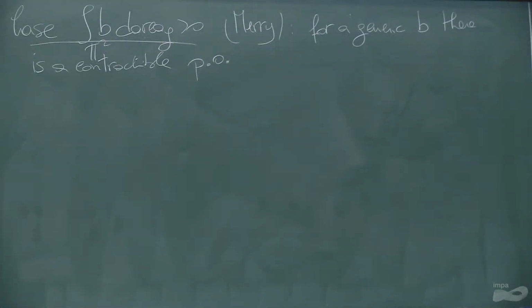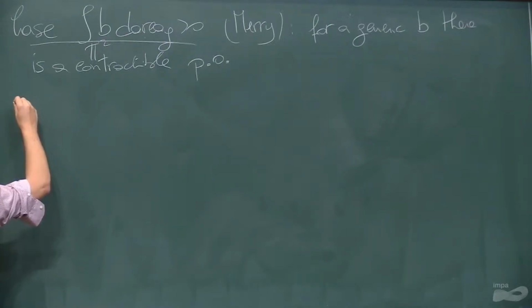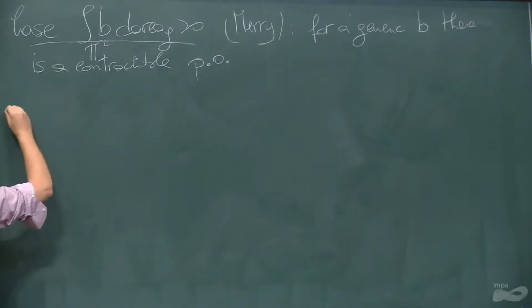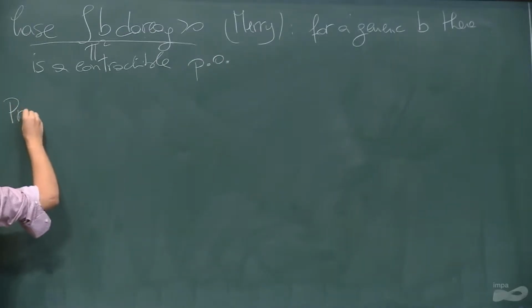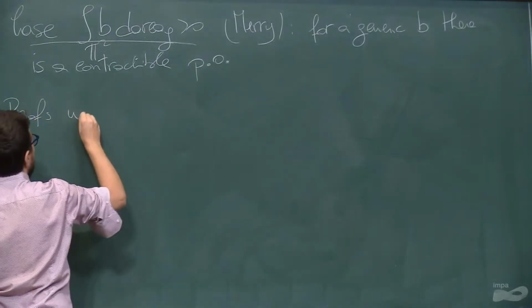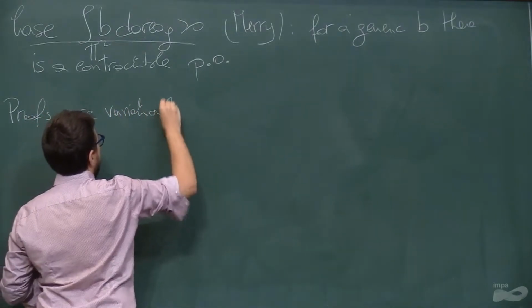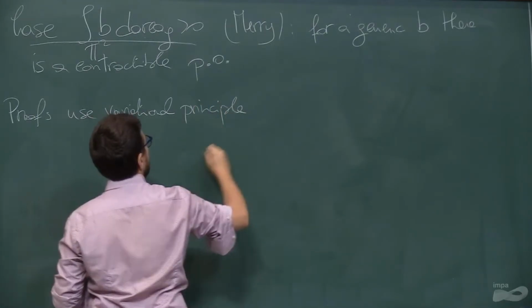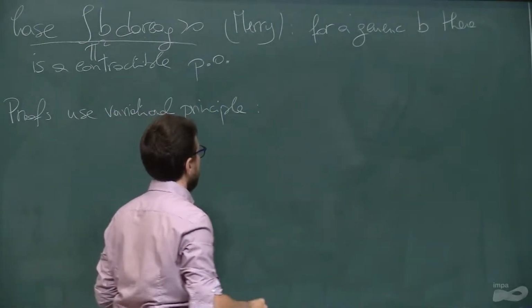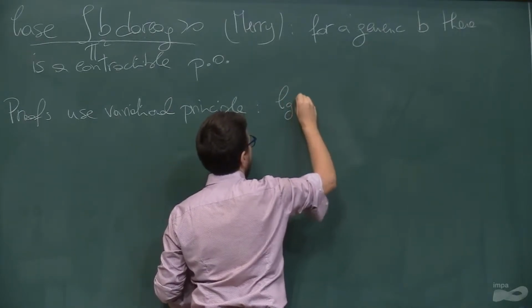And what we can say about both proofs is that, okay, we are working with Hamiltonian systems, so the proofs use some variational principles. So proofs use variational principle. And in this case, the action functional, or at least one of the possible action functionals, has the following form.